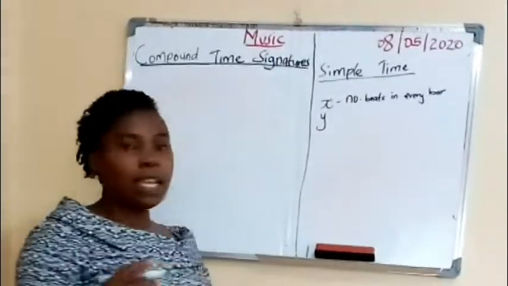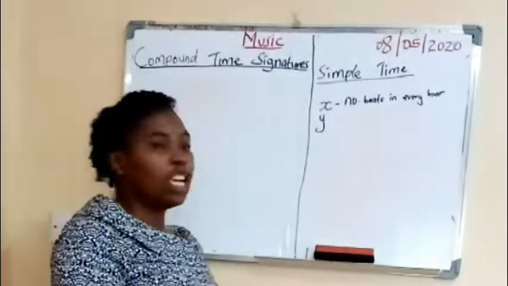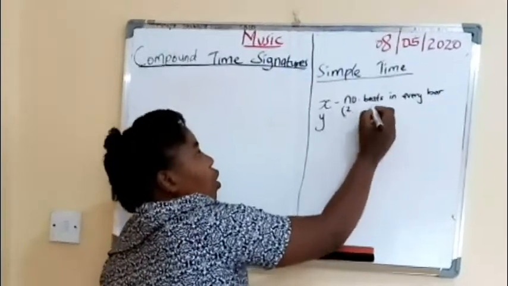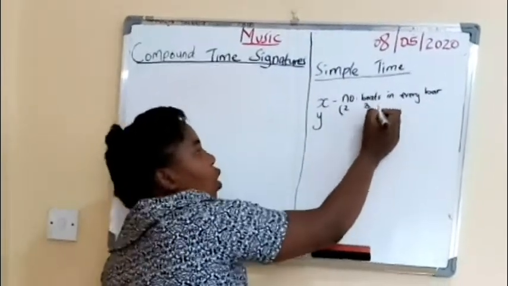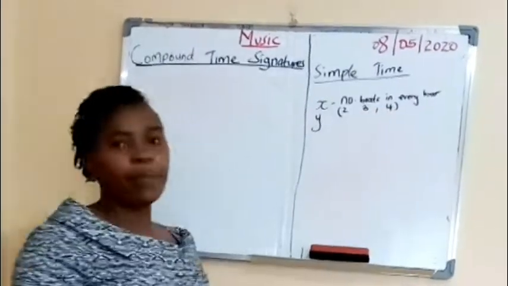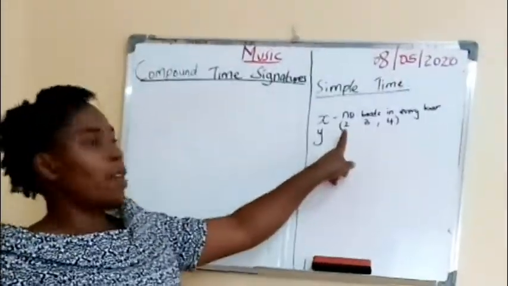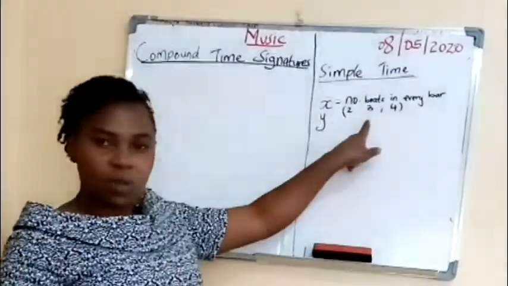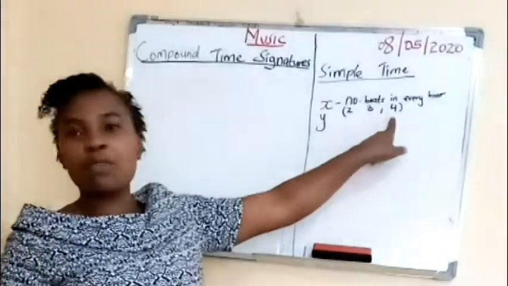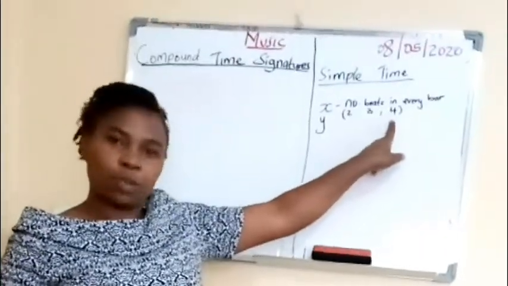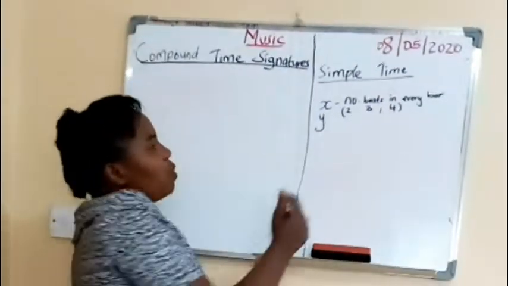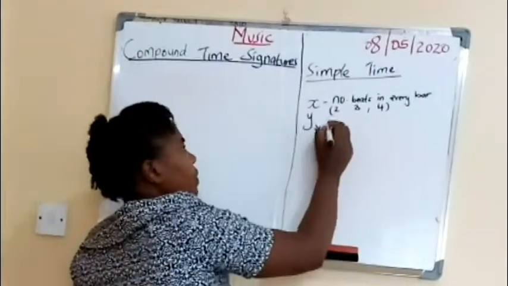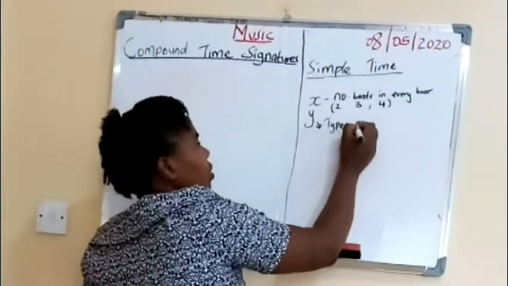And we say that these beats are grouped either into 2s or 3s or 4s. The ones for 2s, we call them duple. The ones for 3s, we call them triple. The ones for 4s, we call them quadruple. Now, the bottom number tells us the type of beat.